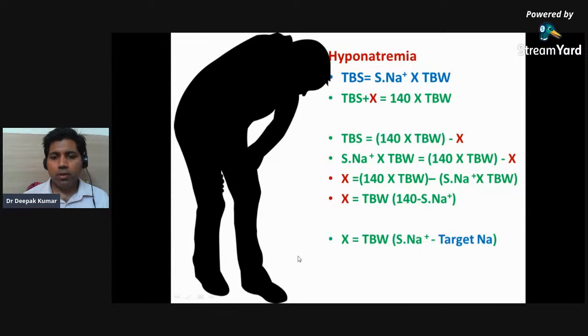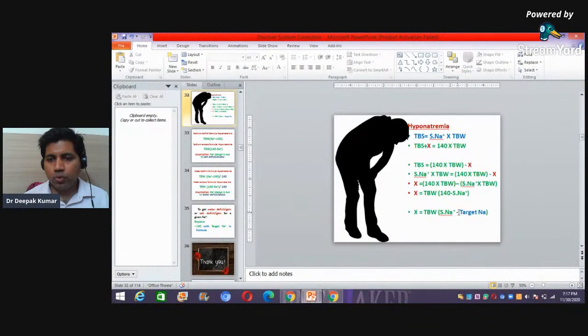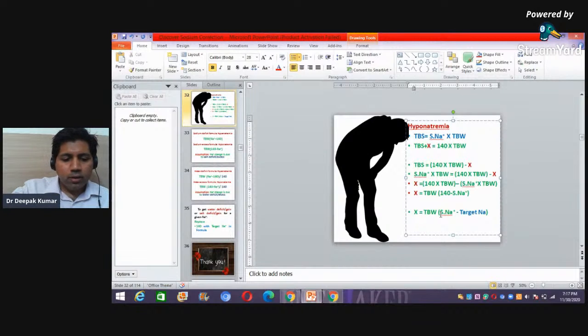Again, in case of hyponatremia also, you don't have to correct to 140 every time. So that time you will be using it like this: total body water into target sodium minus serum sodium.